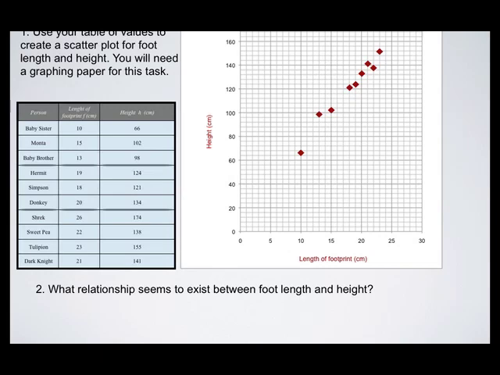You should start to read into this. What relationship seems to exist between foot length and height? And could you write a formula relating the height h and the foot length f? Take a shot at these and then come back and see what we have.